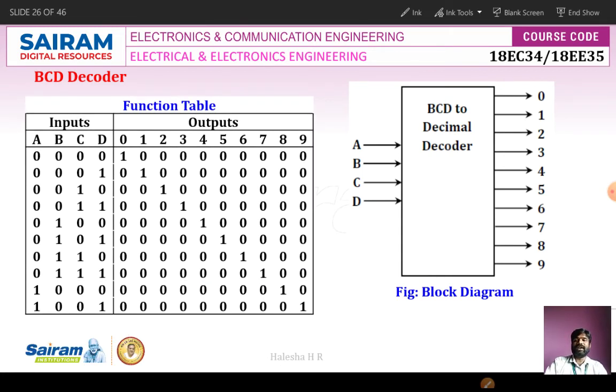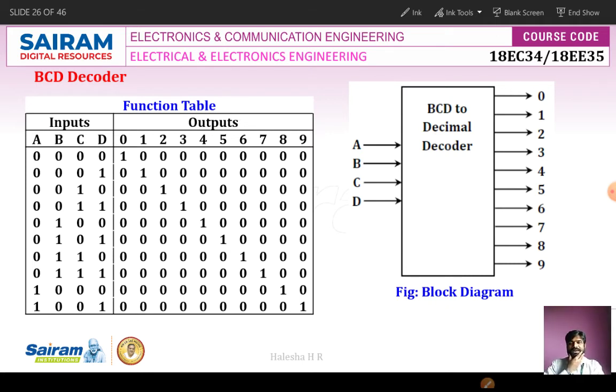Input side A, B, C, D. So D is LSB, A is MSB, and outputs 0 to 9. So if all the inputs are 0, output 0 is selected. If it is 0, 1, 0, 1, that is, output 5 is selected. And if it is 1, 0, 0, 0, that is, 8 is selected, remaining are not selected. So this is the function table.